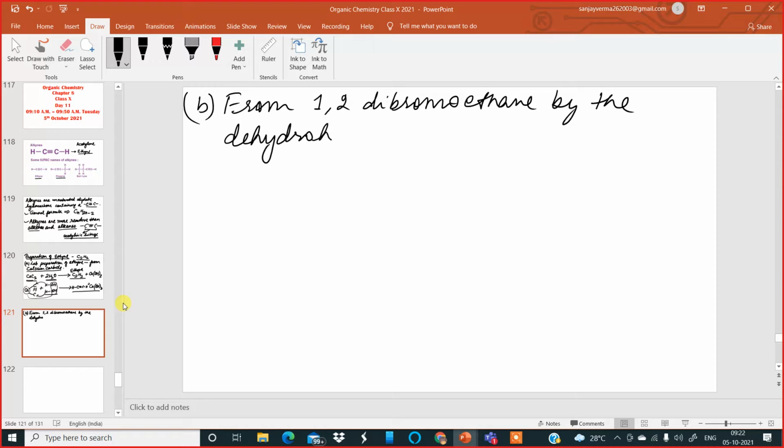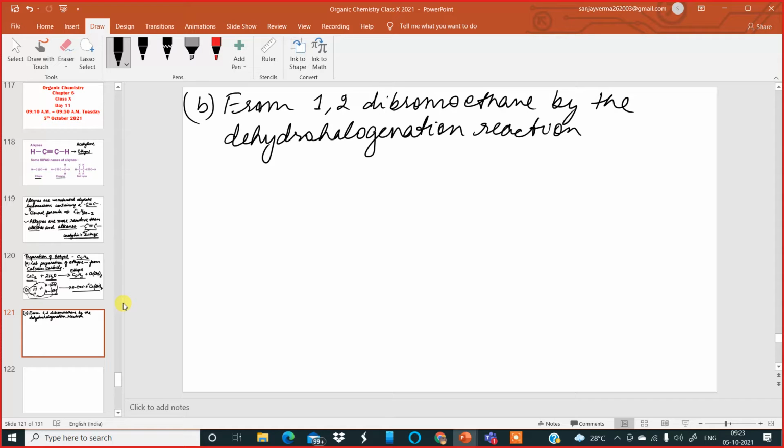Dehydrohalogenation reaction. So this is the general method. By using this method also we can prepare ethyne. So let us look at the equation.